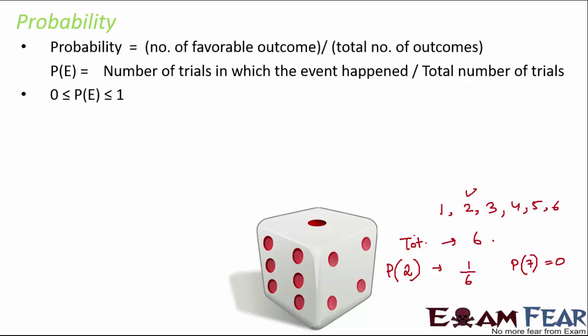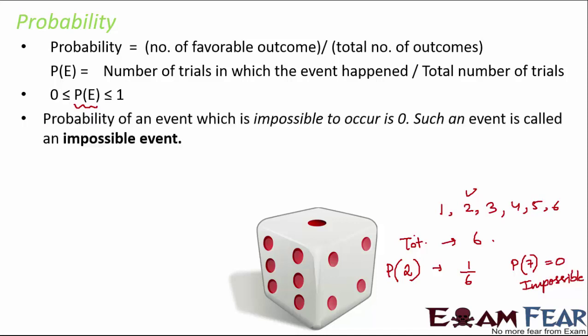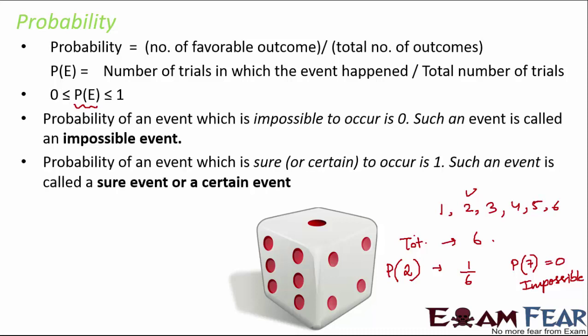So normally the probability of any event lies between 0 and 1. If it is 0, that means it is impossible, just like this one. And if it is 1, what does that mean? So 1 would mean a sure event or a certain event. That means there is a 100% chance that it will happen.